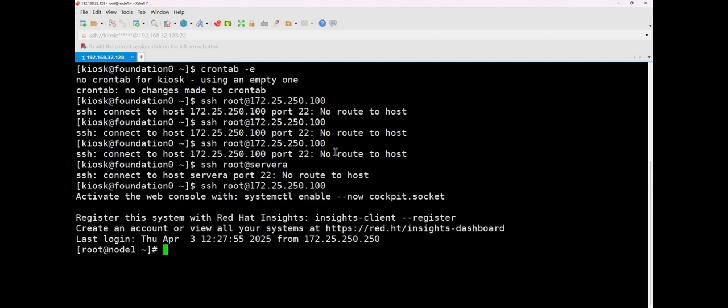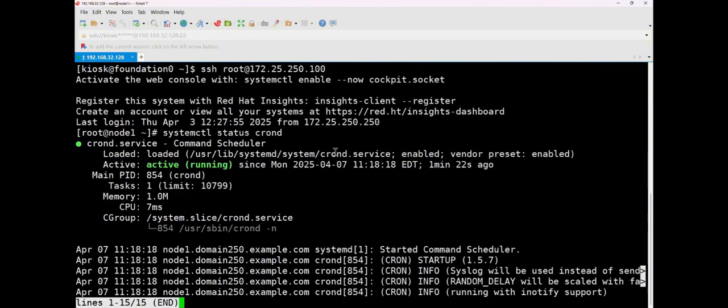Now let's connect. First, you need to ensure something. Make sure your service is running. Let's check the service status first. Active. This status is normal. Next, what else do we need to do? We need to set it to start automatically on boot. This is very important, very important.